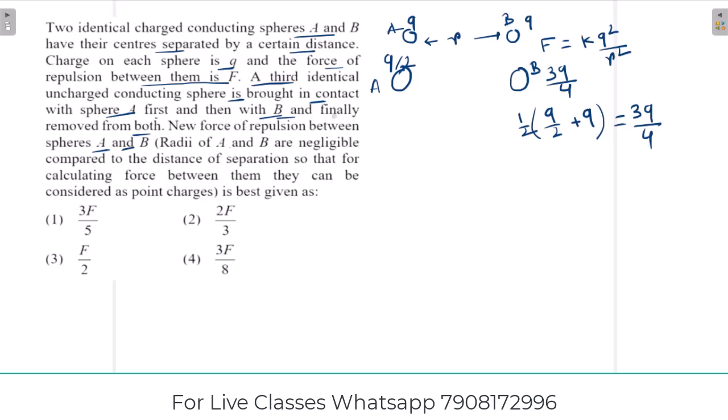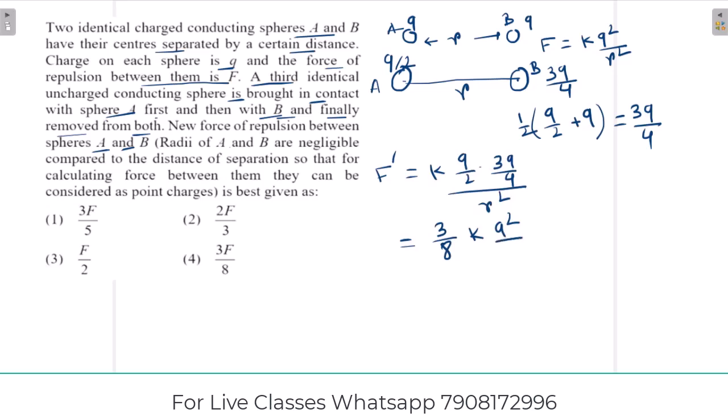And now finally the third sphere is removed from both. Now what is the force between A and B? Now the charges are Q by 2 and 3Q by 4 and the separation is the same, let us say R. So the new force F dash is equal to K times Q by 2 into the charge of B, that is 3Q by 4, divided by R square. So it is equal to 3 by 8 K Q square divided by R square.